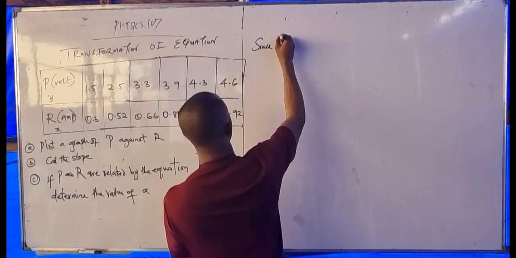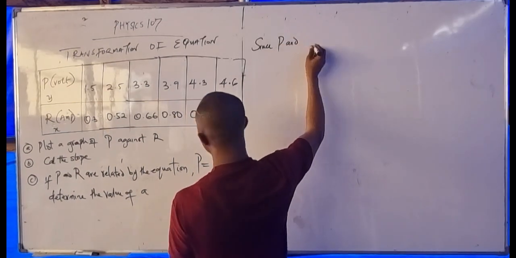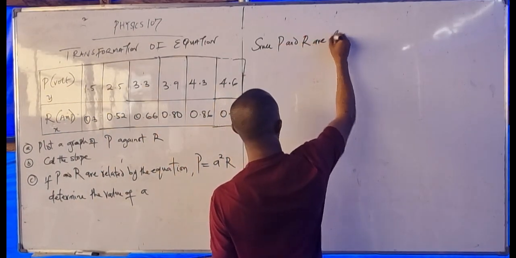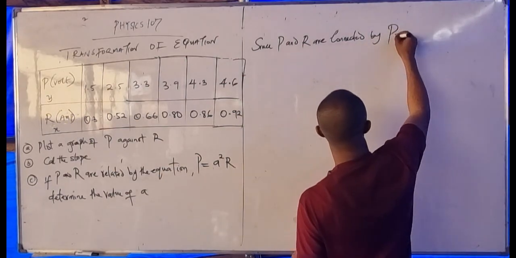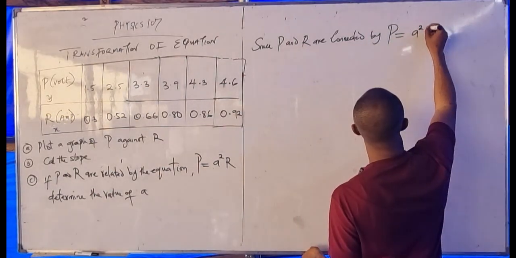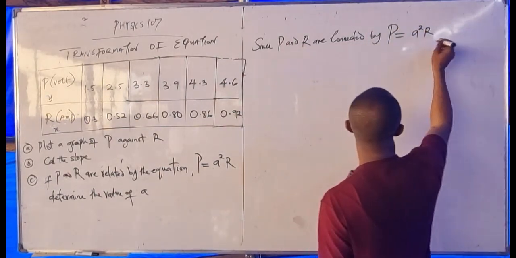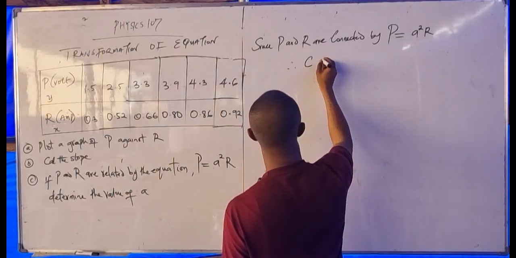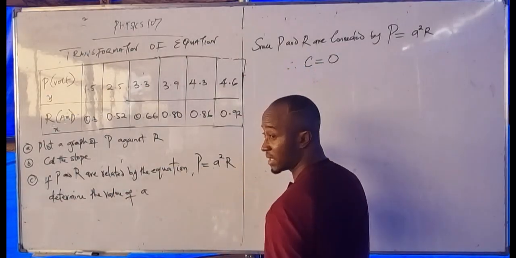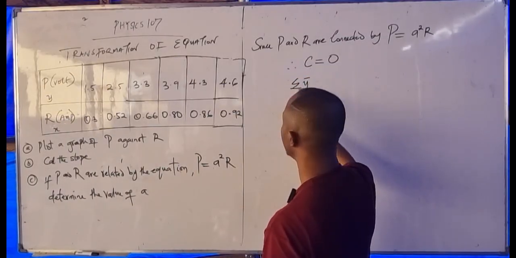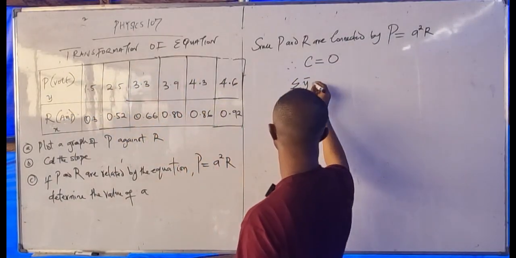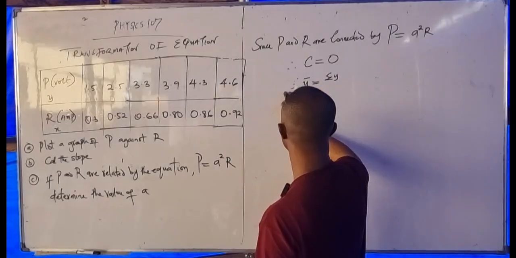Since P and R are connected by P equals A square R, that implies that our intercept C is 0. Is that not? Again, our C is 0. Let's sum the Y bar. That will give us the sum of Y bar.